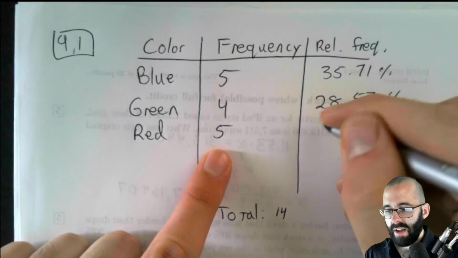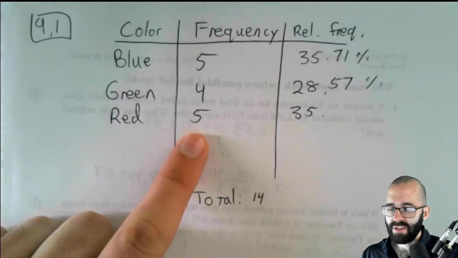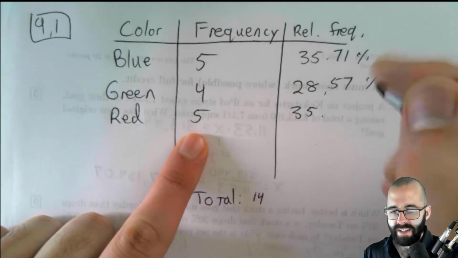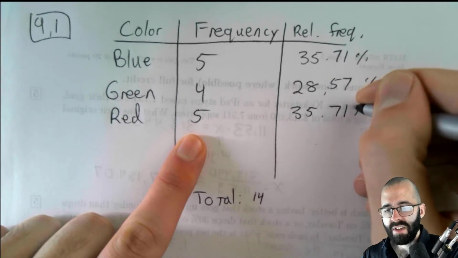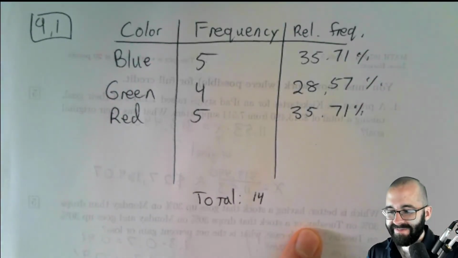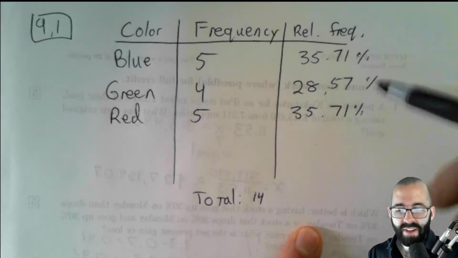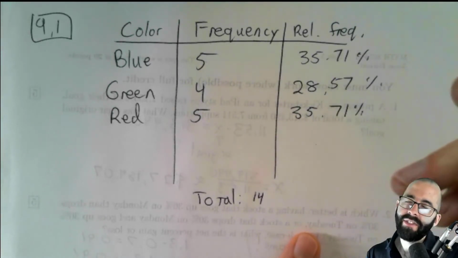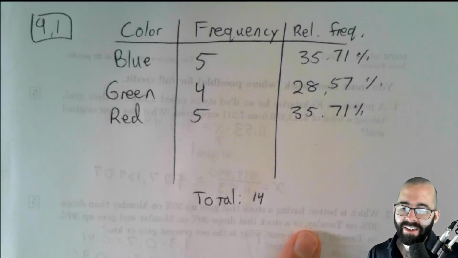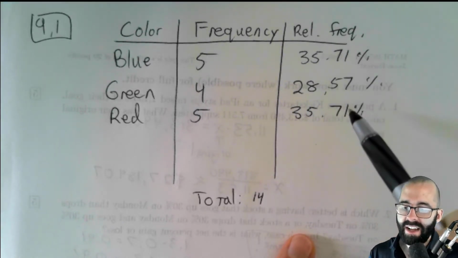And the last thing with red, which I'm very good at doing proportions in my head, 5 out of 14 is definitely 35.71% approximately. I did that in my head. So hopefully if you add all of these up, you should get about 100%. You can have rounding errors, but other than rounding errors, it should be exactly 100%.